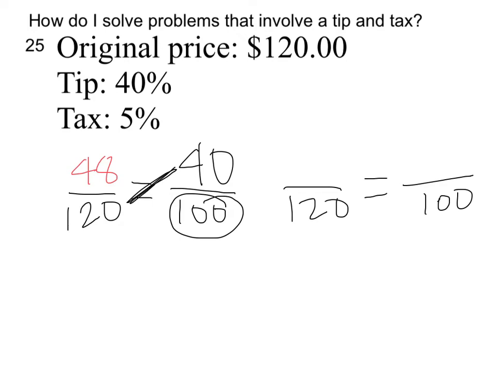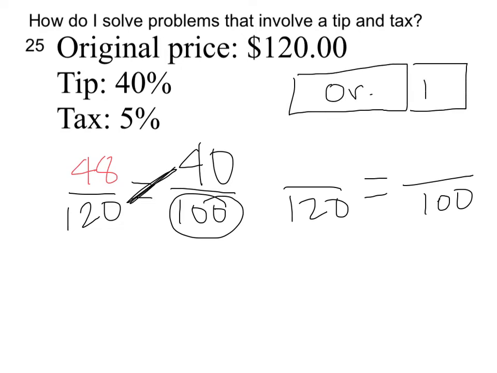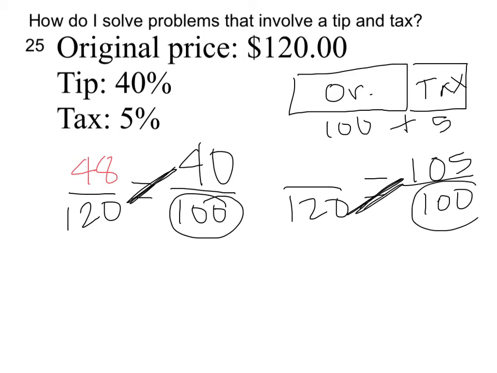We're going to come over and we're going to figure out the tax. Remember, when we're doing tax, we have the original price and then we add on the tax amount. So this is 5 and this is 100. So we're going to actually figure it out for 105%. Now all I have to do is cross multiply. So 120 times 105 divided by 100. And that's going to give us a value of $126.